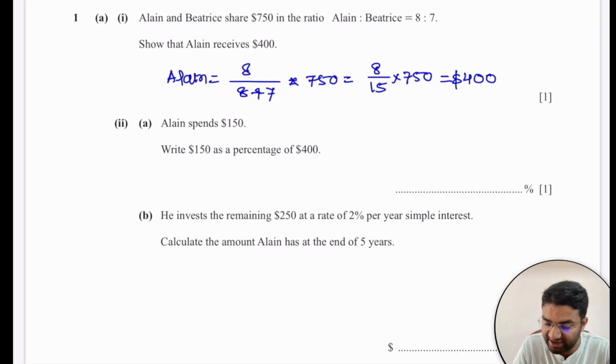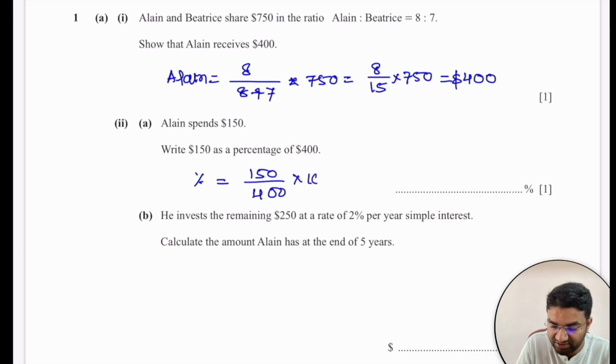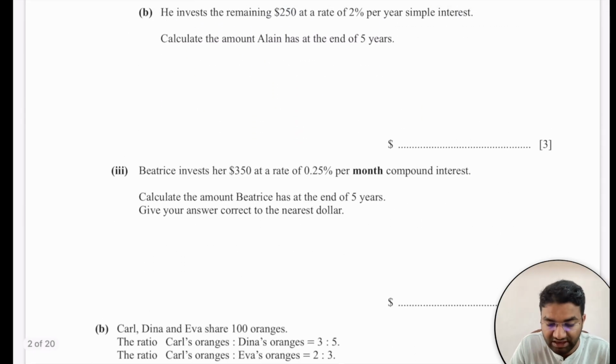Then next, the second question: Allen spent $150 out of 400. So we have to calculate the percentage. To calculate the percentage, you can divide 150 by 400 times 100. These two zeros get cancelled out and your answer will be 37.5%.